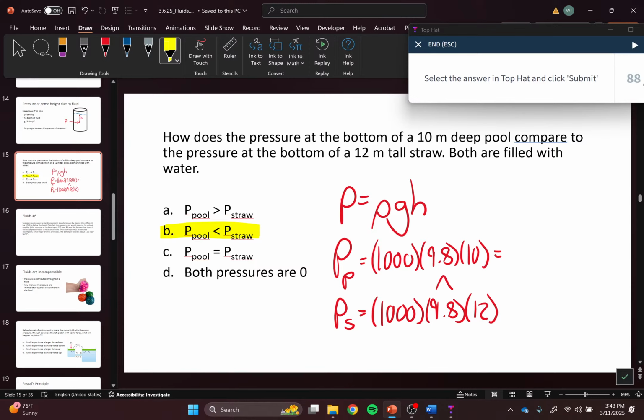And this is the weird thing with pressure that always throws people off. The pressure at the bottom of the straw will be larger than the pressure of the pool. You only care about how much fluid's above you. You don't care about the fluids on the side.